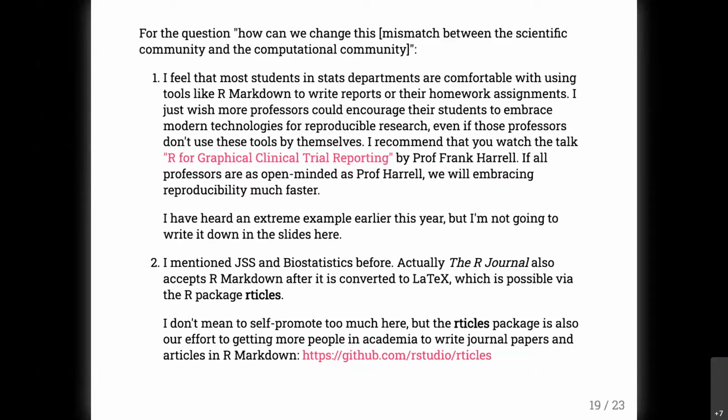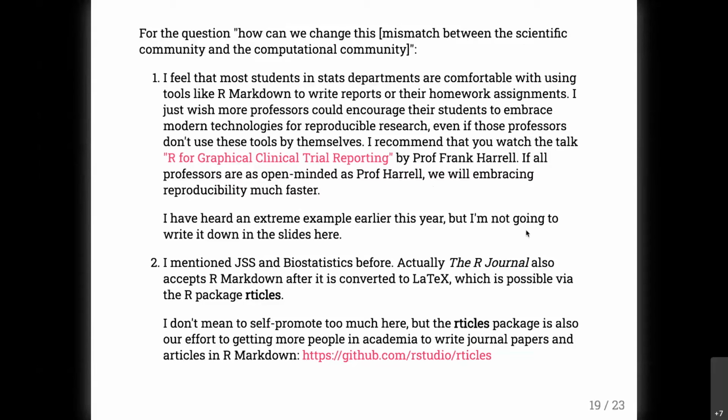I also highly recommend that you watch the talk by Professor Frank Harrell on graphical clinical trial reporting. And in that talk, he showed that he was very open-minded in my eyes. And he just embraced reproducibility so quickly. I mean, he can change his tools so easily. So I have heard an extreme example earlier this year, and I was quite shocked that in a certain university, there was a graduate student who was my friend, and he told me that he wrote his thesis in R Markdown, and his advisor was quite unhappy with that.